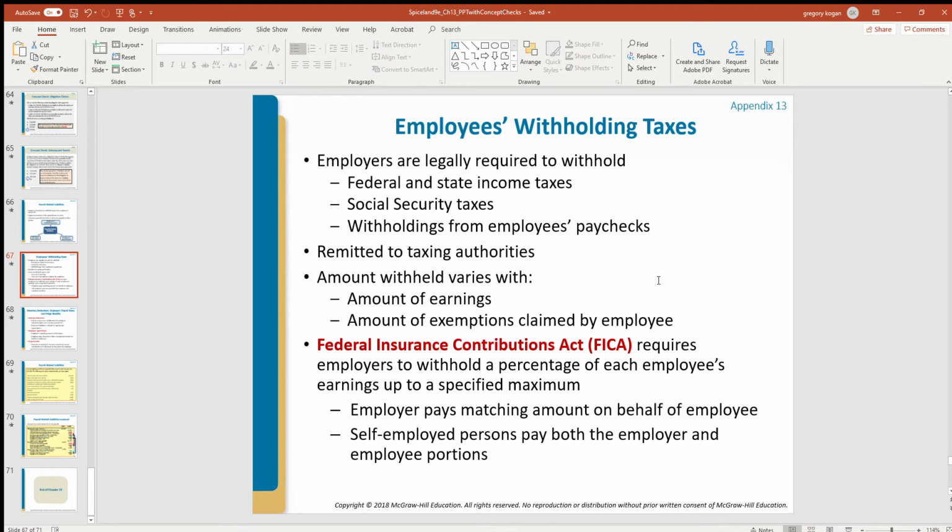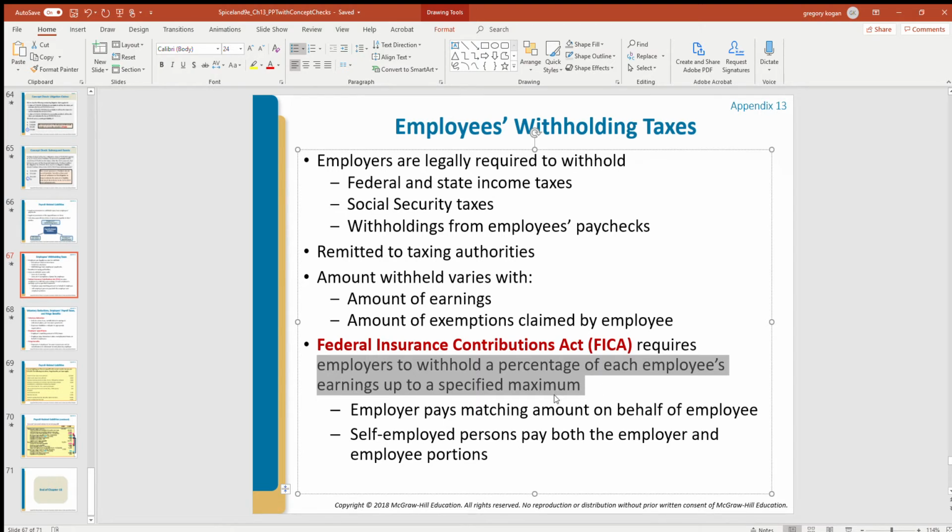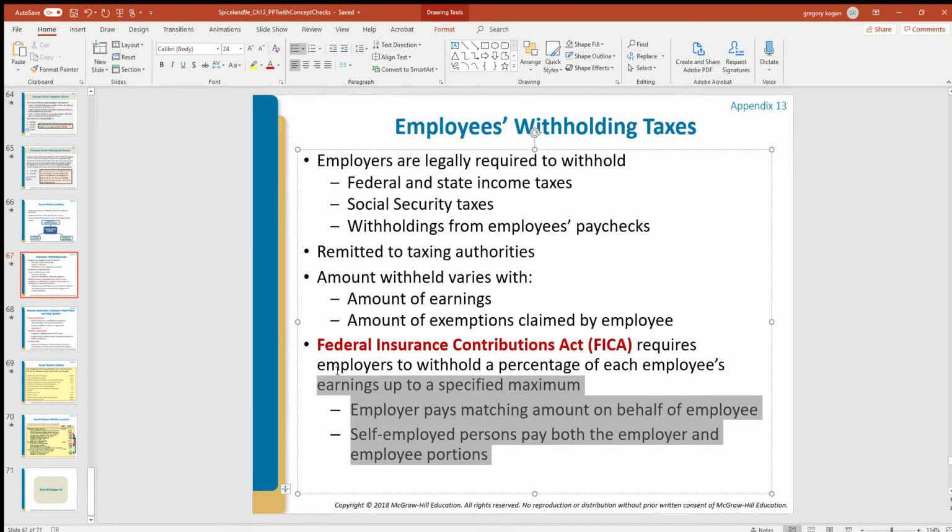Employers are legally required to withhold federal and state, Social Security, and withholdings from employees' paychecks. They have to remit it to the taxing authorities, and amounts withheld vary according to earnings and amount employees claim as exemptions. And then there's the FICA Act, which requires employers to withhold a percentage of each employee's earnings up to a specified amount. Employer pays a matching amount on behalf of employee, and self-employed persons pay both the employer and employee portions of the FICA taxes, the payroll taxes, essentially, right?